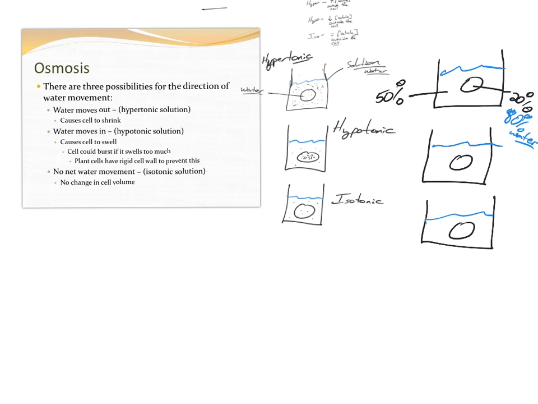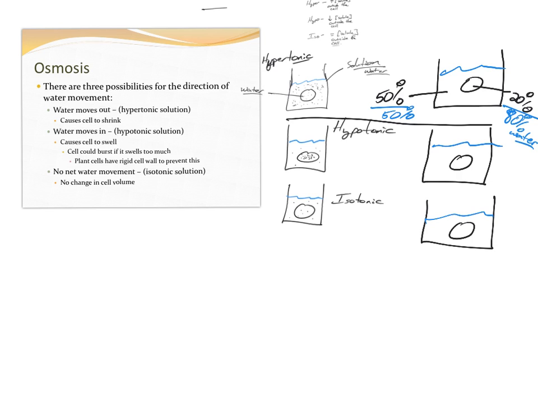So if it's 50% solute outside, what's the percent water? 50% water. So it's 50-50 outside, and it's 20-80 inside. Which is the outside? It's hyper. So that's why they're both hyper. One is a drawing of dots, and the other is a percentage.